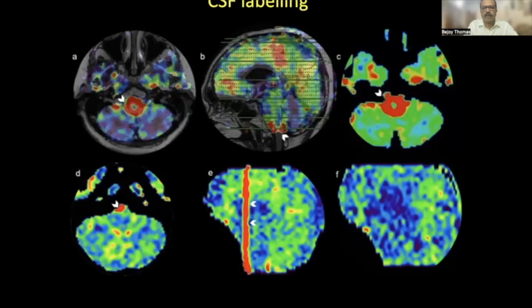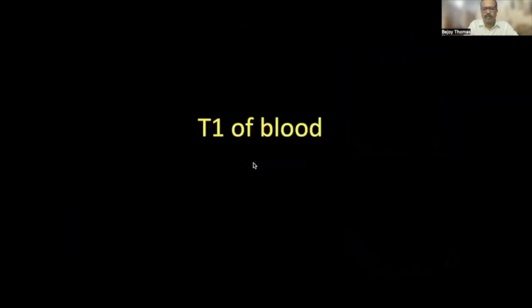CSF labeling can produce ring of fire artifacts because the CSF is actually coming from the labeling plane into the imaging plane because of the CSF pulsation during diastole and systole, and can produce a ring around the brainstem. It's called a ring of fire artifact. It can also show some smearing artifacts, which we'll talk about later.